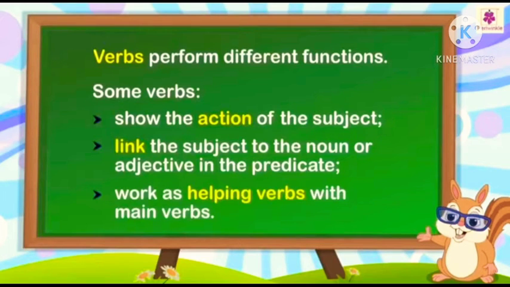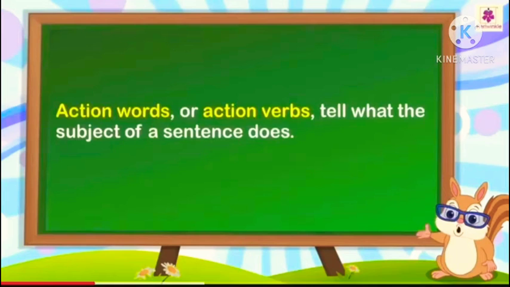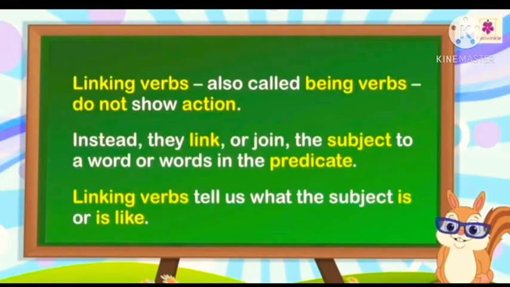They link the subject to the noun or adjective in a predicate, and sometimes they also work as helping verbs with main verbs. Let's make it clear with more examples. Verbs are action words or action verbs when they tell us what the subject of a sentence does. Now let's talk about linking verbs.